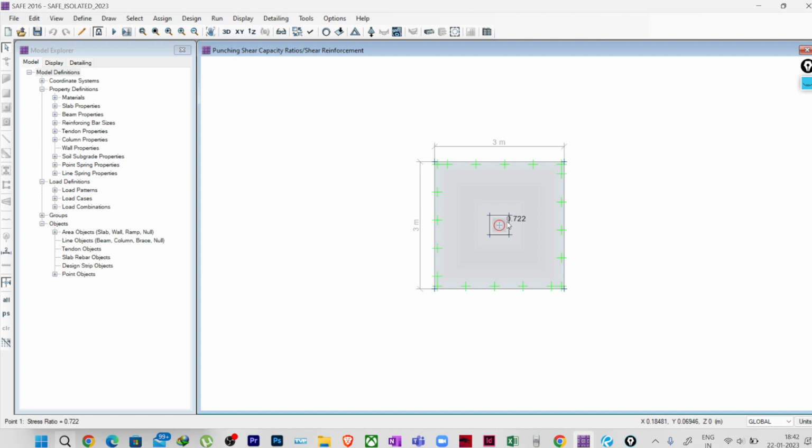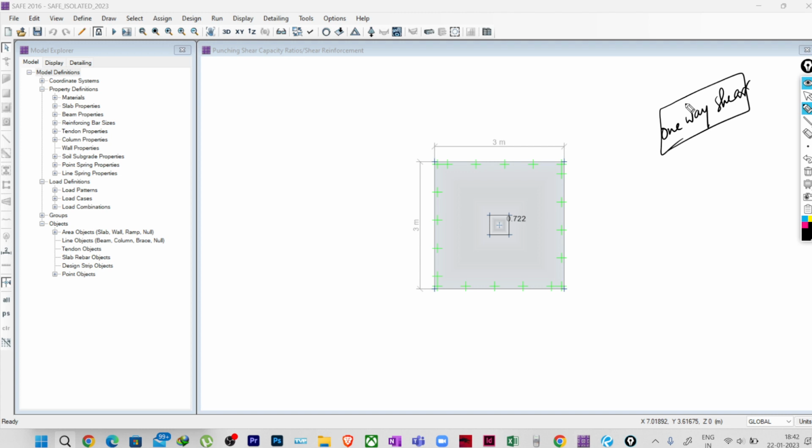Now what will be another criteria for finding out the depth? The other criteria will be my one-way shear. Suppose this is my footing, and here we have the column. For this column, as the load is coming like this, we consider that the punching shear will be at a vicinity of d/2 distance, right? And one more shear we consider is the one-way shear at d distance.